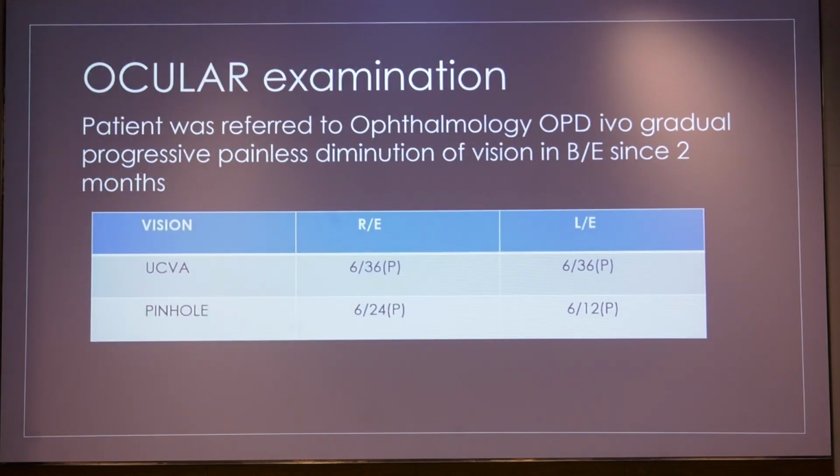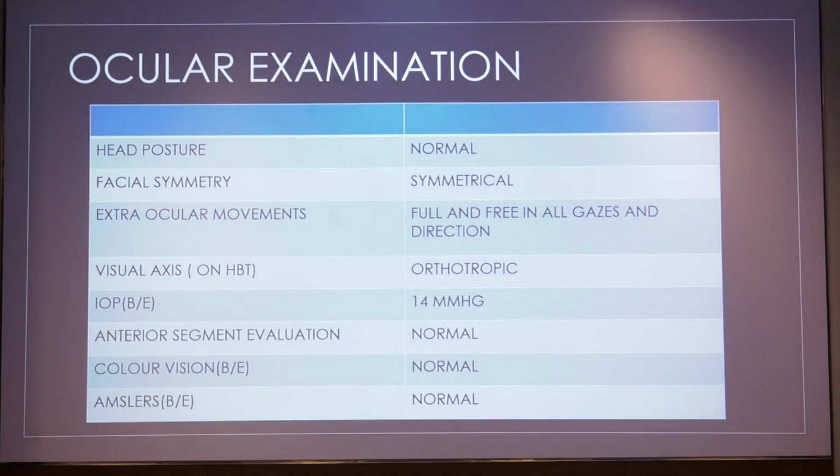The patient was referred to our ophthalmology OPD in view of gradual progressive painless diminution of vision in both eyes since 2 months. Her right eye vision was 6/36 partial, improving to 6/24 partial with pinhole. In the left eye, it was 6/36 partial, improving to 6/12 partial with pinhole. The ocular examination, including head posture, facial symmetry and anterior segment evaluation, was within normal limits.